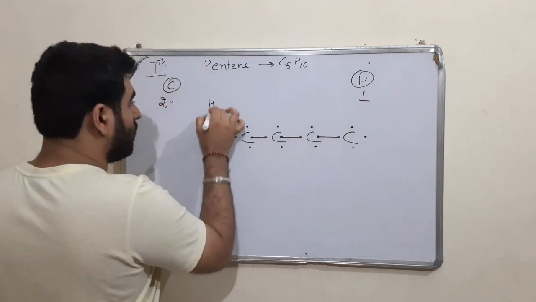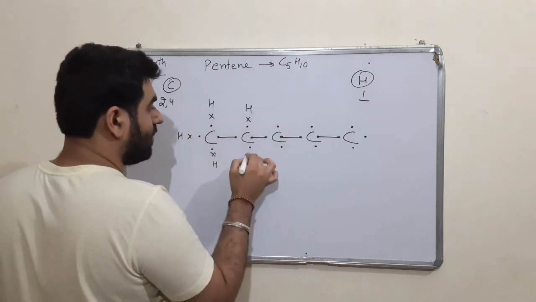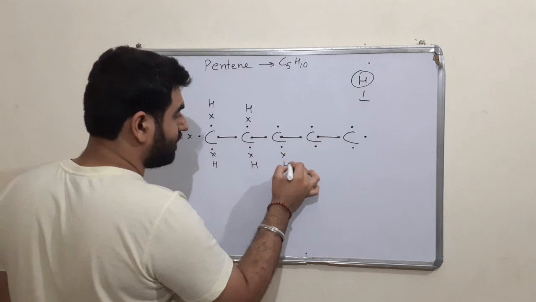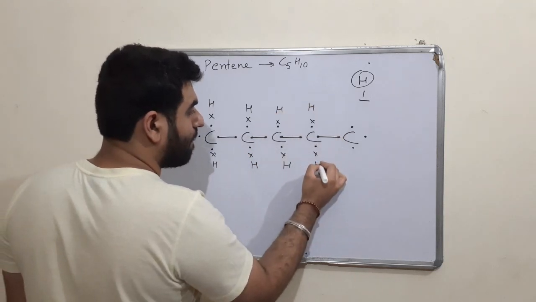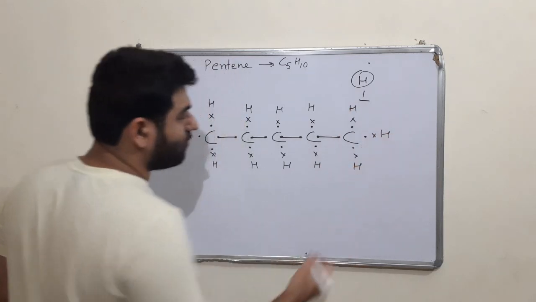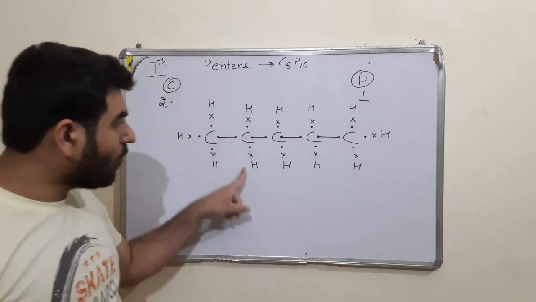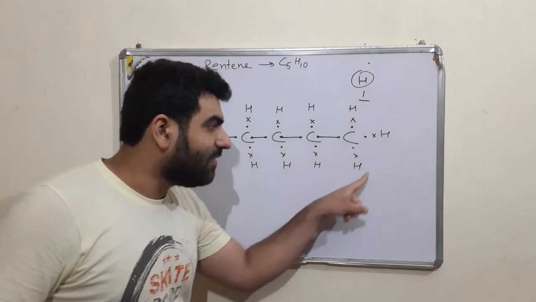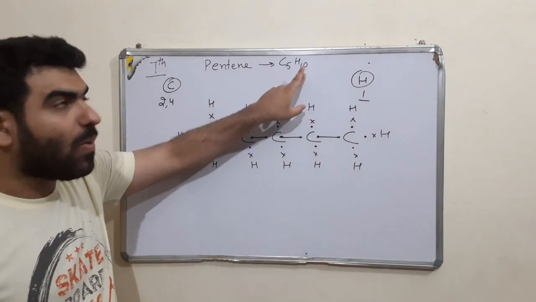Let us attach hydrogen also. So we are attaching hydrogen. So this is how we have attached the hydrogen. Now let us count hydrogen. 1, 2, 3, 4, 5, 6, 7, 8, 9, 10, 11, 12. There are 12 hydrogen, but how many do we require?